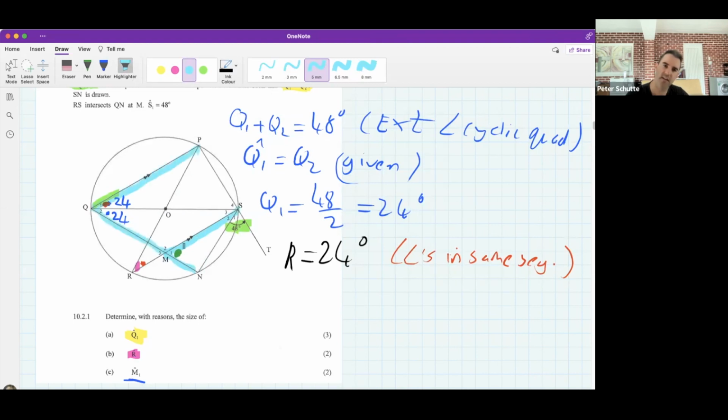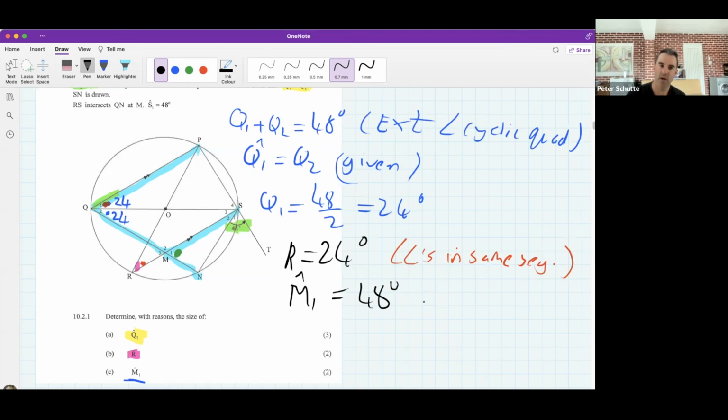Can everyone see? I agree. So I think once you spot the F shape, these are parallel lines. And so what did you get for M1 in the end, Katlego? 48 degrees. 48 degrees, yeah.